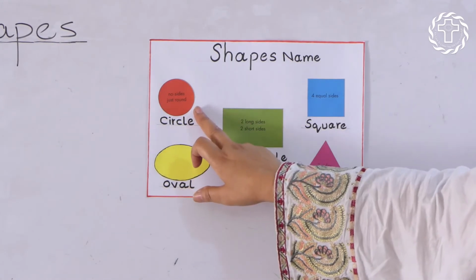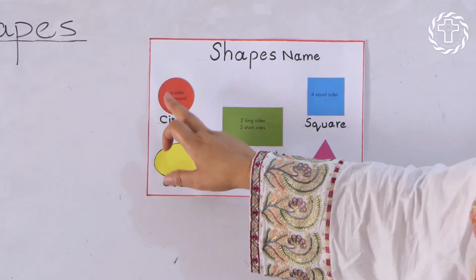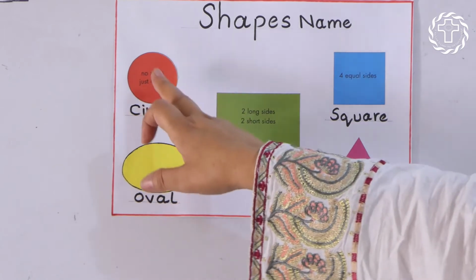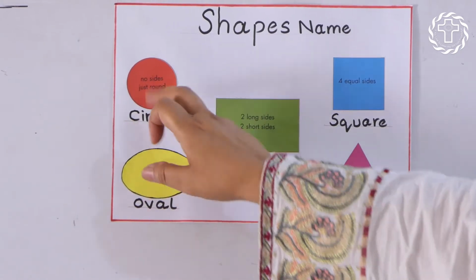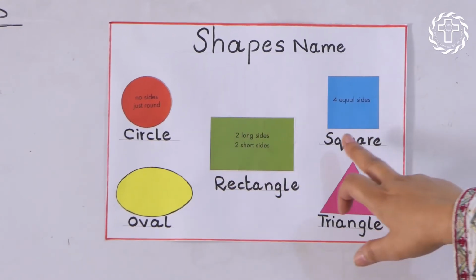This is a shape of circle. It has no sides and no corners. Circle. And the next, square.